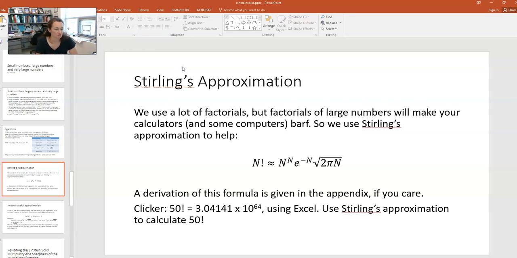And as the proof is in the pudding, what you can do is try it out, okay? So try doing 50 factorial. I calculated it using Excel, although heck, maybe Excel uses Stirling's approximation. 50 factorial is 3.04141 times 10 to the 64th, okay? So now you calculate 50 factorial using Stirling's approximation and see how close it gets. Now, one thing I want to caution you about is Stirling's approximation works best when the numbers are big, right? If you have a little number, it won't work as well.